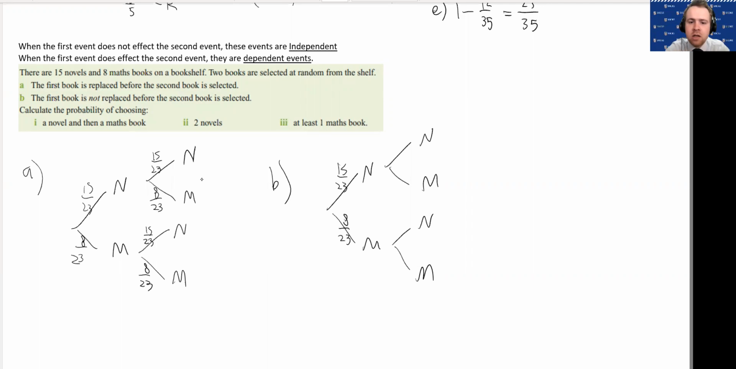first event. So if we took a novel first, then there's only going to be 14 out of 22 left. If we took a novel first, then there's still going to be 8 maths books, but it's going to be out of 22. If we took a maths book first, then there's still going to be 15 novels there out of 22. And if we took a maths book first, then there would only be 7 maths books left over. And then again, you would do the same process of multiplying the different probabilities to get your answer.